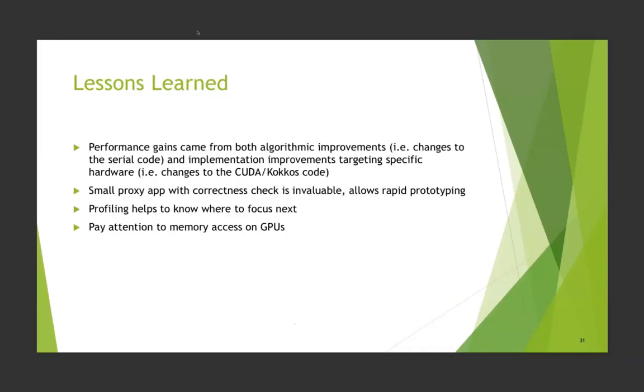Okay, so these are just a few of the lessons learned. The performance gains came from both algorithmic improvements, like the Y array trick, which changed the serial version of the code, as well as implementation improvements that changed the CUDA or the Kokkos version of the code, targeted towards GPU. So we needed both, and sometimes one opened up or helped the other improvements.